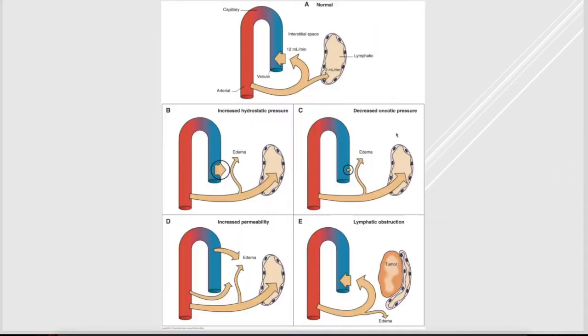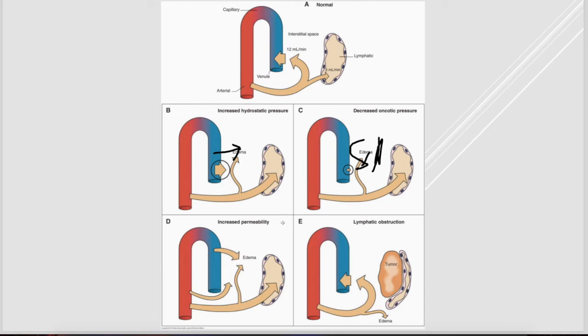So, edema. Here are the forces that cause edema to happen. If you increase hydrostatic pressure, so you increase venous pressure, this causes fluid to move out into the interstitial space. If you have decreased oncotic pressure, you don't have enough stuff pulling that fluid back in, so it just hangs out in the interstitial space.